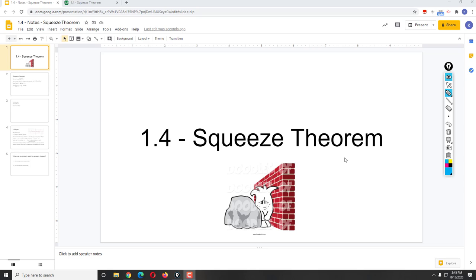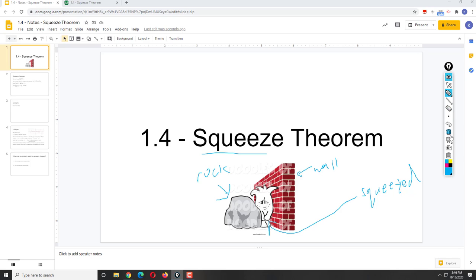Welcome to 1.4 Squeeze Theorem. The word squeeze means in between two things, and you're being squeezed, so there's like no room. This person here is currently being squeezed between the rock and the wall. So this is an example of squeeze.